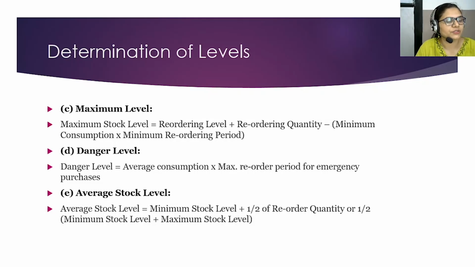Next is average stock level. As you can see from the name, average stock level is the average of overall stock, which can be calculated with the help of the formula: minimum stock level plus half of reorder quantity, or half of minimum stock level plus maximum stock level.